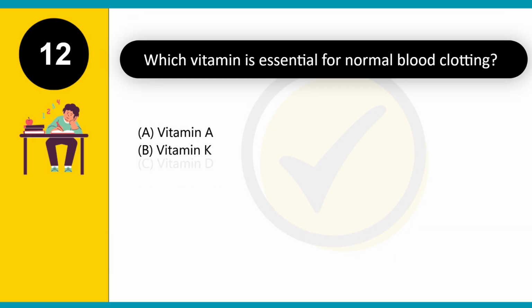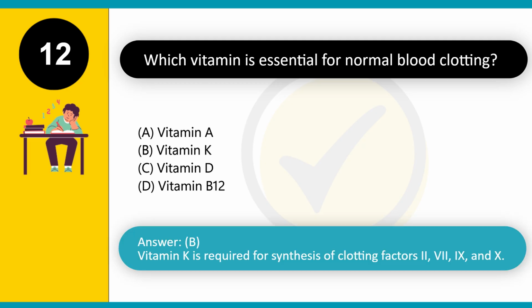Which vitamin is essential for normal blood clotting? A. Vitamin A. B. Vitamin K. C. Vitamin D. D. Vitamin B12. Answer, B. Vitamin K is required for synthesis of clotting factors 2, 7, 9, and X.